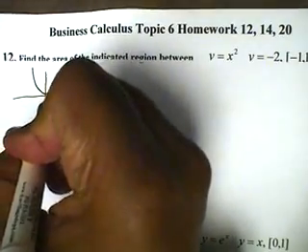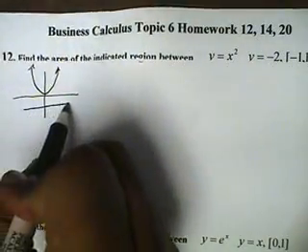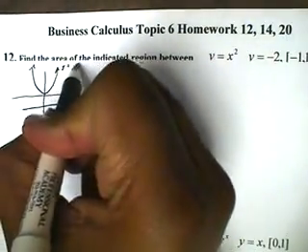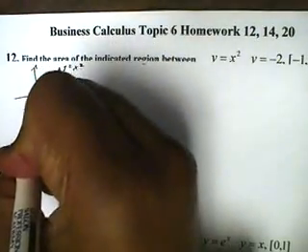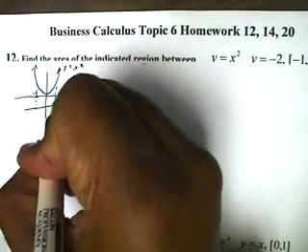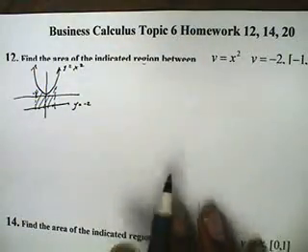Y equals x squared is a parabola. It's about like that. Y equals -2 is a horizontal line. It's about in this area. And the area between -1 and 1 is from about here to about there. So we're looking for this area in this region right here.